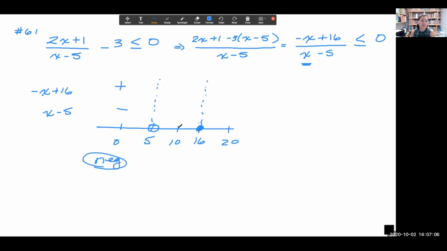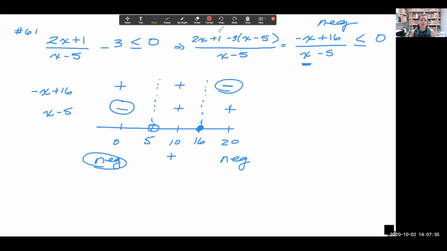If I plug in a 10, negative 10 plus 16 is still positive. 10 minus 5 is positive, so this is positive. And then I'm going to do 20. Negative 20 plus 16 is negative. 20 minus 5 is positive. This would be negative. Again, I'm doing this times this, or basically do I have just an odd number of negatives? Going back here, I do want the negative territory, okay?